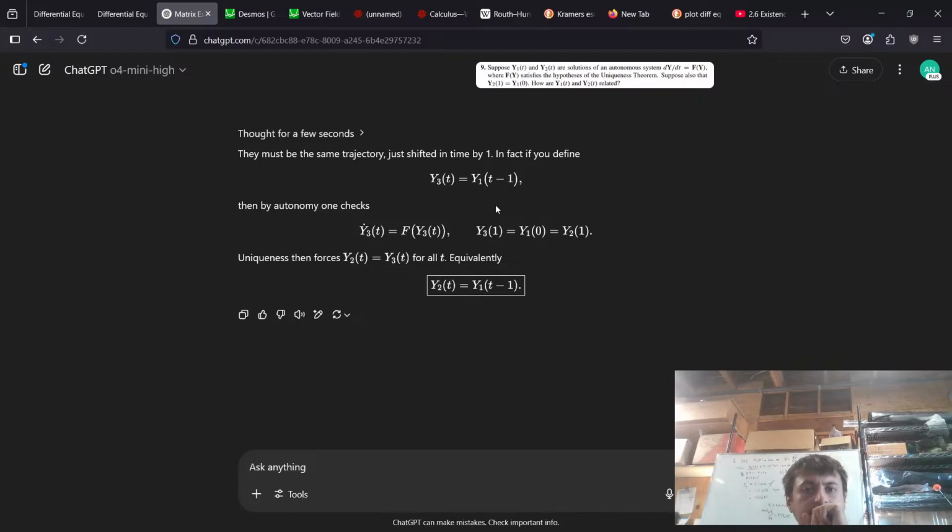Yeah, so you just do this, but then you say y3 of 1 is equal to y1 of 1 is equal to y2 of 1. Uniqueness then forces y2 equal to y3, or equivalently. Yeah, so you do this like temporary thing. It's kind of weird. Okay.